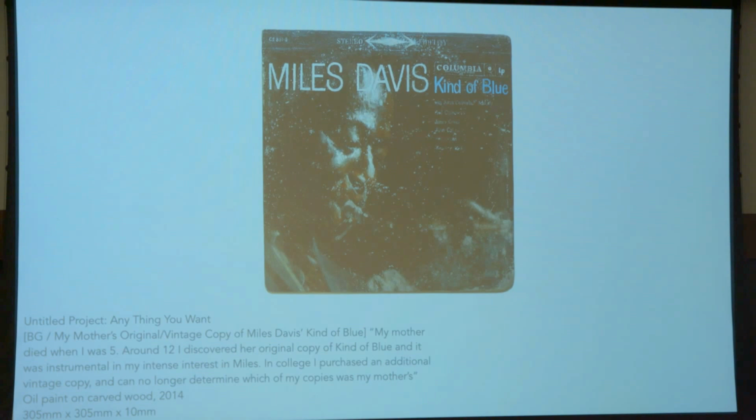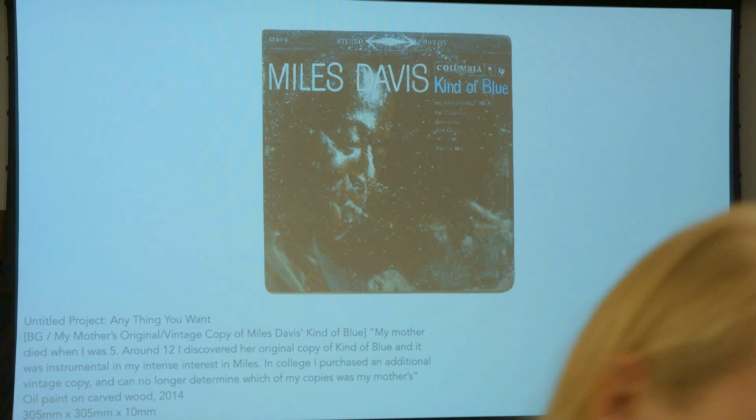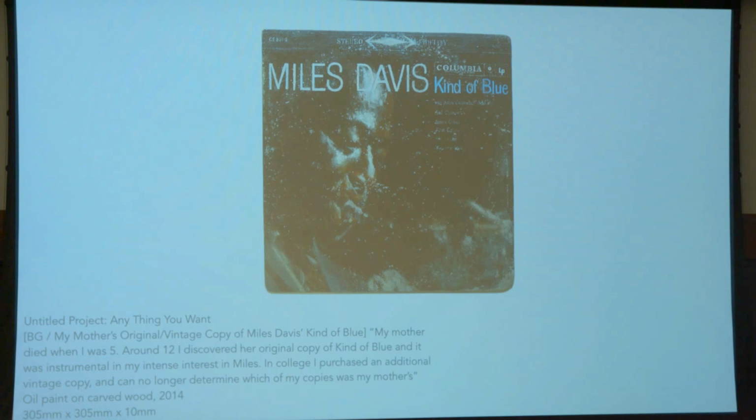Or Miles Davis, Kind of Blue. Some of you might have met Ben Grosser, who might have lectured here last year or spring. When his mother died, he got her copy of Kind of Blue, and then he found another copy in a used record store. But then he mixed them up, and he doesn't know which one's his mother's anymore, or which one's the one that he bought. And so there's this kind of hidden dilemma. So I merged the images of both records into one fake record to embody his problem.